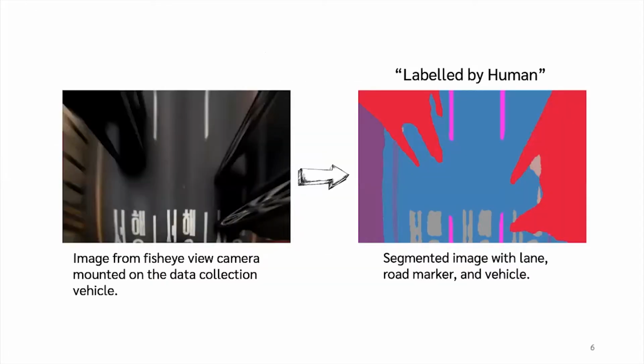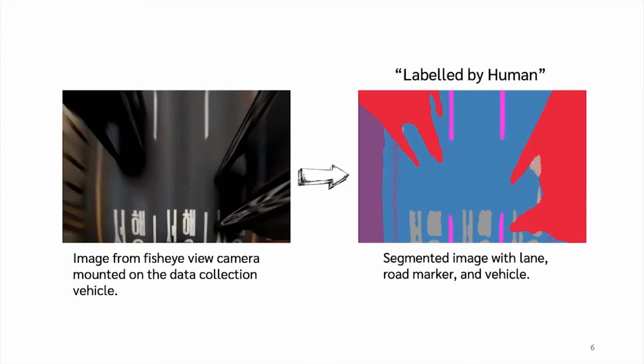Okay, here's a real example from the Hyundai dataset. The left image is captured from the camera on the data collecting car. You can see the road and white road markers and 2 black objects on the left and on the right, which are other vehicles. The right image is a human labeled image, which is segmented into several objects with different colors. For example, you can find the vehicles are colored in red and the road is colored in blue.